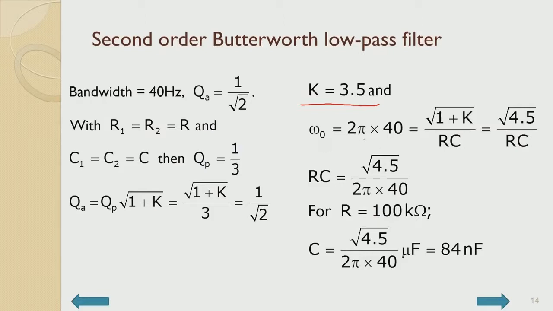Omega naught can be evaluated: 2 pi into 40 is equal to root of 4.5 divided by RC. So, C comes out as 84 nanofarads for an R of 100 k. That is the design. It is over.